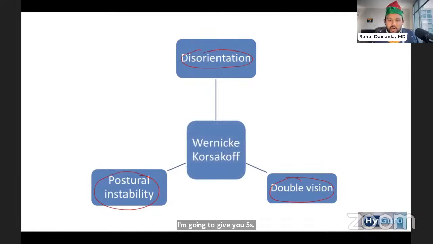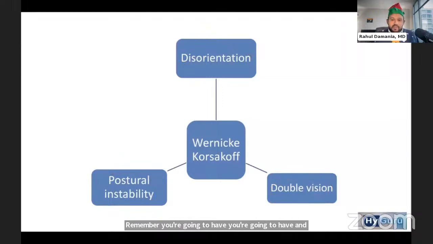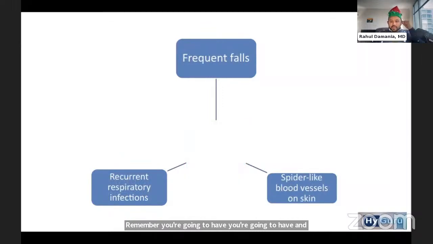This is going to be your Wernicke-Korsakoff. This is going to be a vitamin B1 deficiency. Remember, you're going to have ophthalmoplegia, you're going to have ataxia, and you're going to have confusion. Very good. All right, next one.